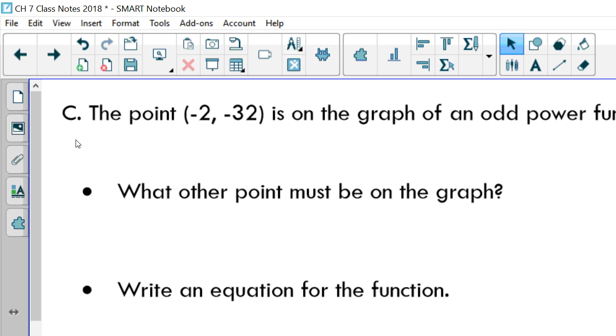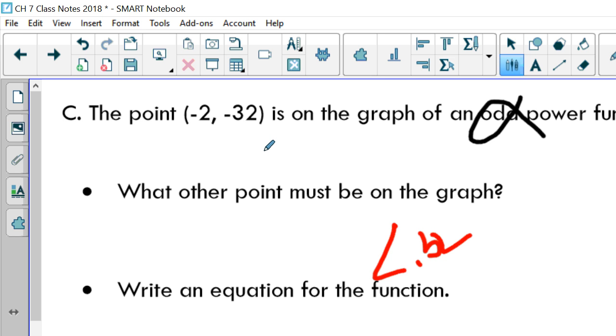Letter C, looking at those graphs again, it's going to say the point (-2, -32) is on the graph of an odd power function. What other point must be on the graph? Well, if I think about this, (-2, -32) is somewhere way down here. And if I know it's an odd power, then that's going to be one of my S-shaped curves. So it'll look something like this. So if I think about the reflection of (-2, -32) from down here, that point is going to be up here. And then that point would be at (2, 32). So +2, +32.